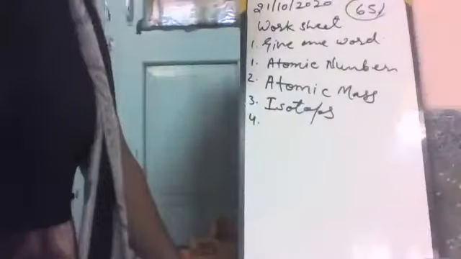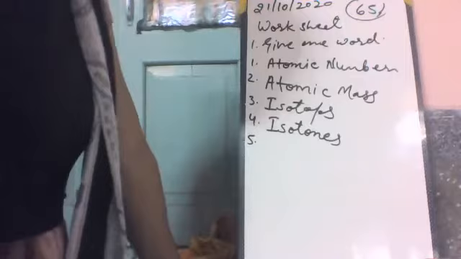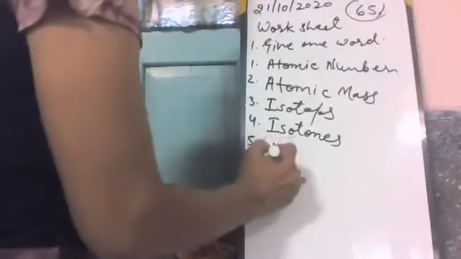Atoms of different elements having the same number of neutrons are known as isotones. Atoms of different elements having different atomic number but the same mass number are known as isobars. Yes.